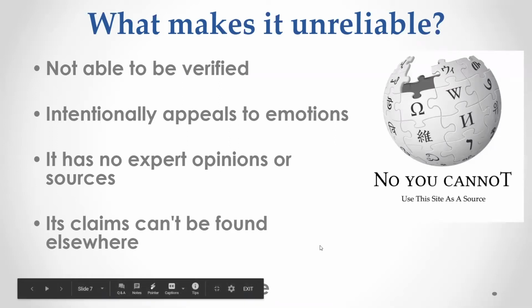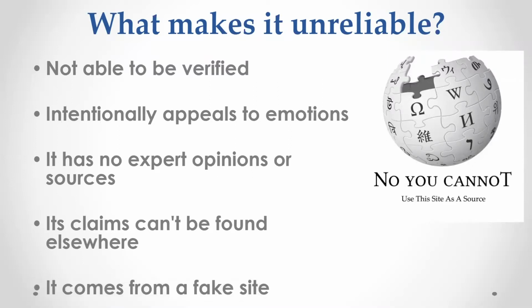Next, another indication that the site is unreliable is that its claims can't be found elsewhere, meaning that it might report on an event that is groundbreaking, but no other news site seems to be reporting on the same thing. This often means that the site has just made it up and it is not really a thing that happened, or it's been exaggerated.